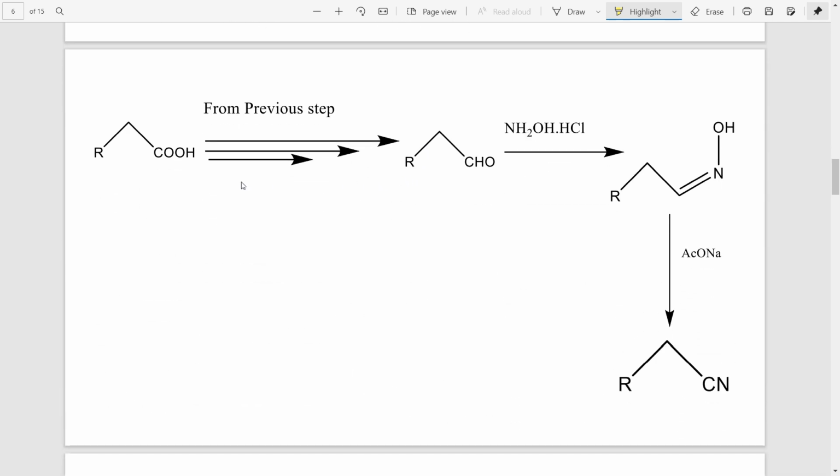Now see from acid to nitrile. We have to take help of previous steps, that is, from acid to aldehyde is prepared first. After that we have to give hydrazone, sorry, not hydrazone, hydroxylamine as a reagent. After that sodium acetate will directly produce cyanide or nitrile as a product.